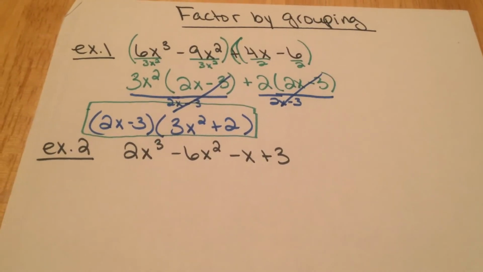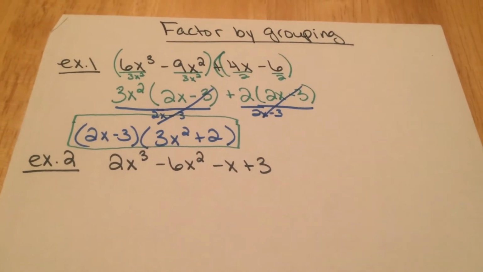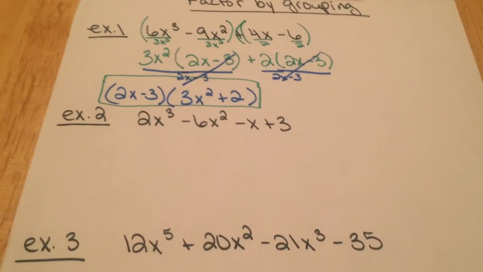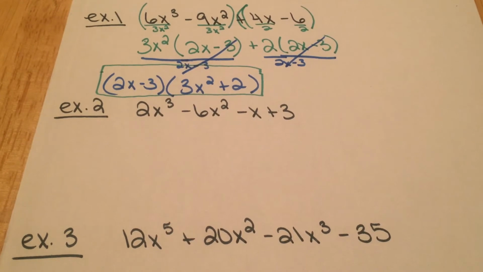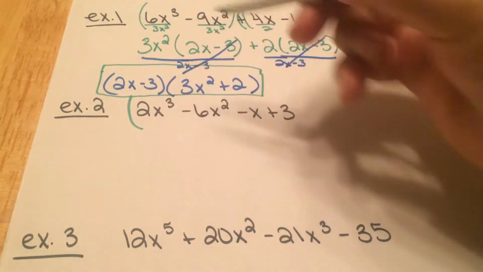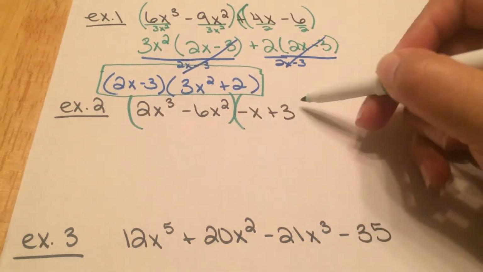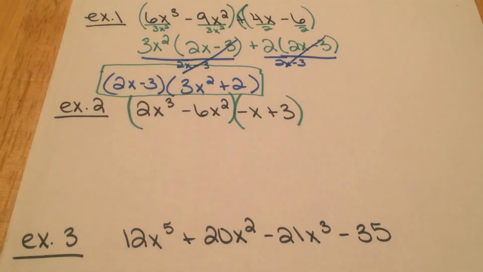Okay, so on example 2, if we look at this one, we have 2x cubed minus 6x squared minus x plus 3. When we look at this, we know that there's no GCF between all 4 terms, so we're just going to group these in groups of 2. So here's my first group, here's my second group. This time I actually caught the sign in there.